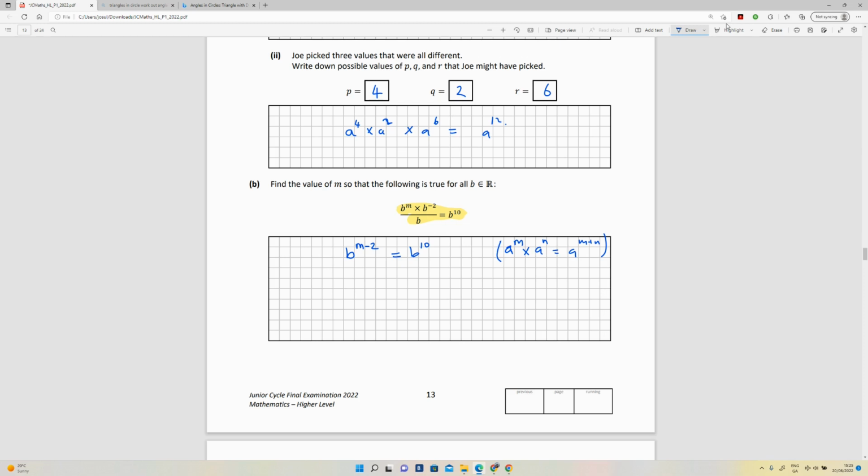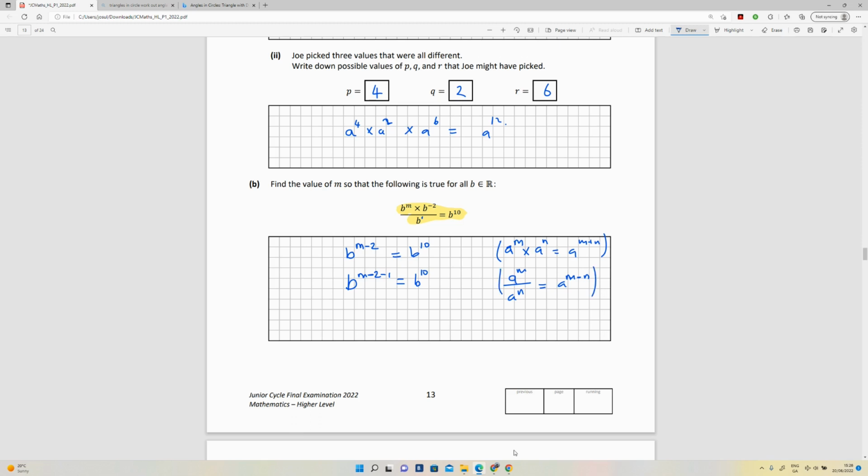The other law then is where you have A to the power of M all over A to the power of N is equal to A to the M minus N. Okay, so you're subtracting them. So that's for the piece underneath. So with that, then you're going to have B to the power of M minus 2 minus 1, because this is basically B to the power of 1 here. Okay, so I'm subtracting 1 from that, is equal to B to the power of 10.